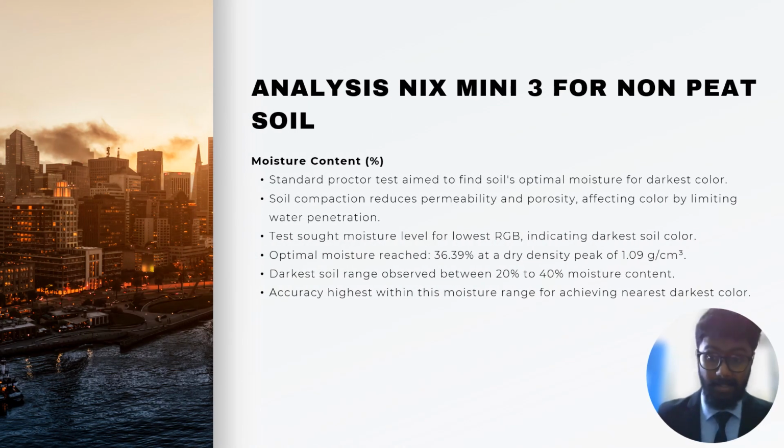So the final analysis overall is that the optimum moisture content of 36.39% gives the darkest color code, and it shows that a dry density of 1.09 grams per cubic centimeter has the darkest color, and overall it concludes that organic content is present in it.